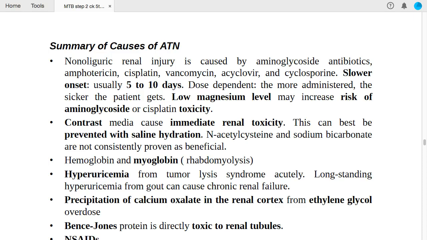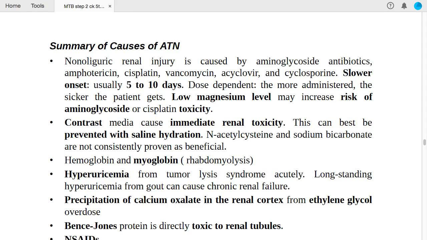Low magnesium level may increase risk of aminoglycoside or cisplatin toxicity. If the patient has a low magnesium level, that may increase the risk of aminoglycoside or cisplatin toxicity. So low magnesium level is related with increased risk of these toxicities.